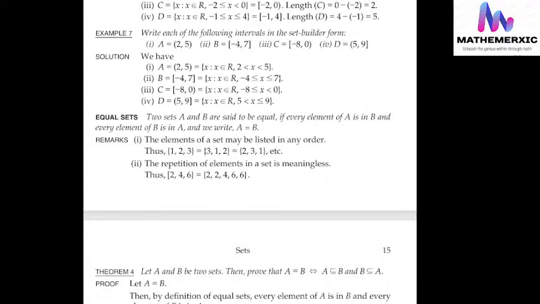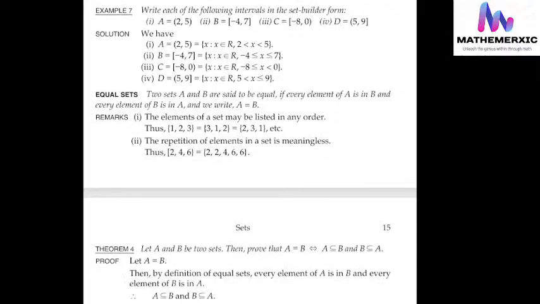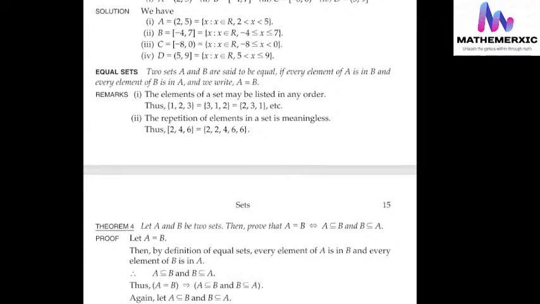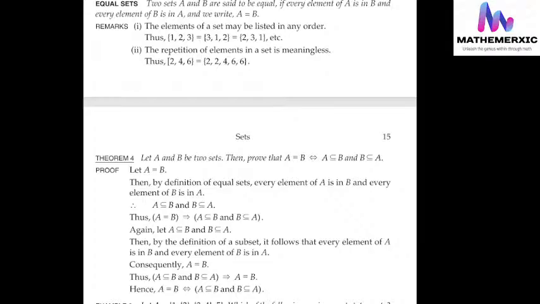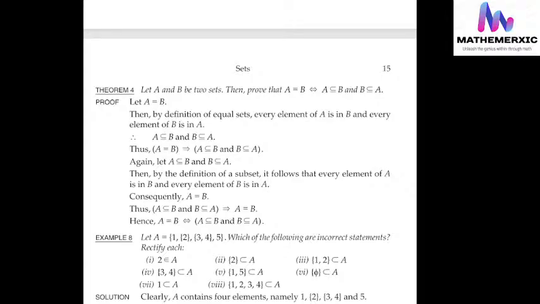Equal sets. Two sets A and B are said to be equal if every element of A is in B and every element of B is in A, and we write A equals B. And here we can say that if A and B are two sets, to prove that A is equal to B, A is a subset of B and B is a subset of A, then we can say A is equal to B. So this we can easily say.